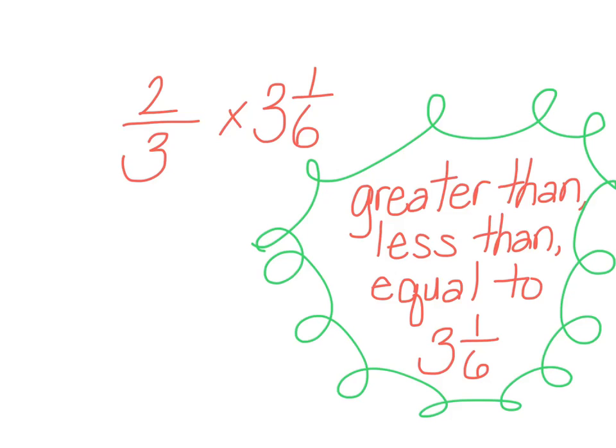If I am multiplying 2/3 times 3 1/6, is my answer going to be greater than, less than, or equal to 3 1/6? What number am I asking about? I'm asking about 3 1/6. What number am I multiplying by? Is it less than, equal to, or greater than 1? I really hope you said less than 1. Anytime I multiply by a number less than 1, my answer is less than the original number.